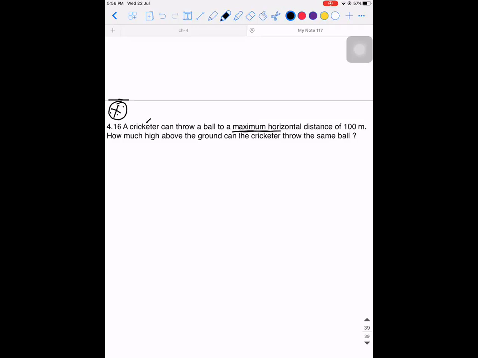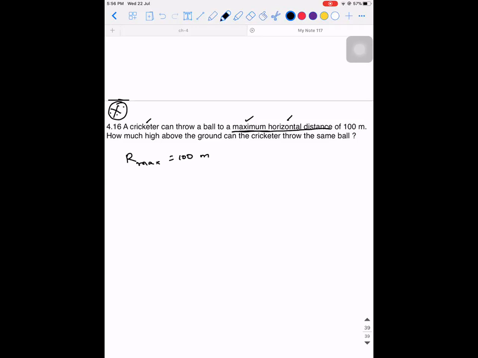What do you mean by horizontal distance? Maximum range. Yes. When is the maximum range possible? When theta is equal to 45. That is what they have indirectly given you. Instead of saying R, they have given you R max, that is 100.